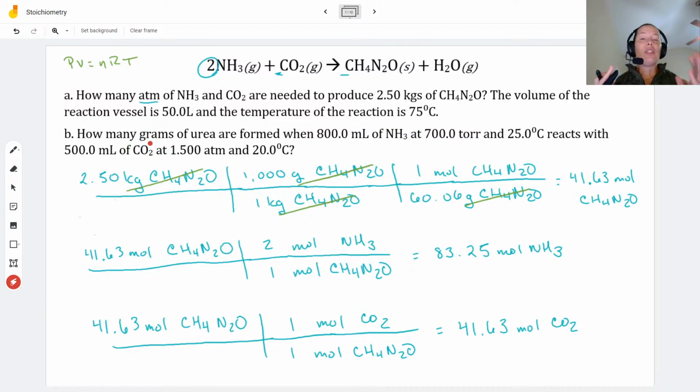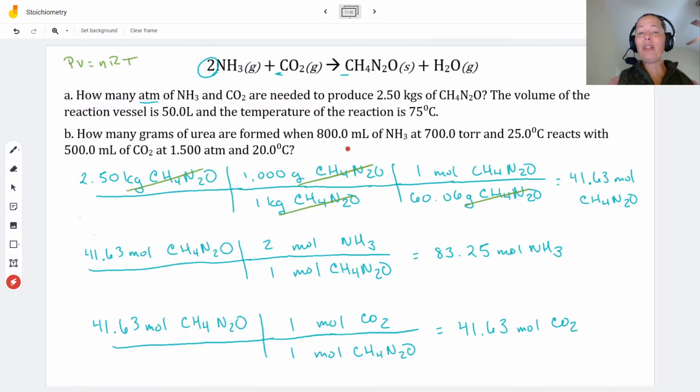This is not just stoichiometry, but limiting reagent stoichiometry, because I have information about ammonia and carbon dioxide. These are both of my reactants. So I've got to figure out which one is limiting before I can figure out how much urea is formed. Now, this is not just, like we did in the first problem, grams of limiting reactant. I've got volume, I've got pressure, I've got temperature. I'm going to use the ideal gas law to get to moles.